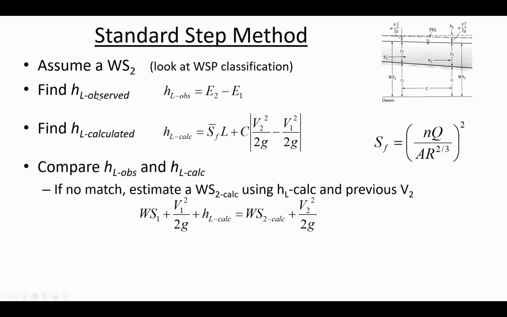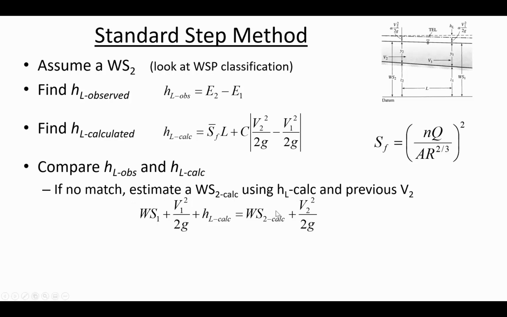Then you compare observed and calculated head loss. Now it's likely not going to be exactly the same, and if it's not, then that means you have to come up with an improved guess of what the water surface elevation is. And we're going to call that the calculated water surface elevation. So you base the new estimated water surface depth on the previous velocity head and the calculated water surface, which is based on the calculated head loss. And so you put it into this formula.